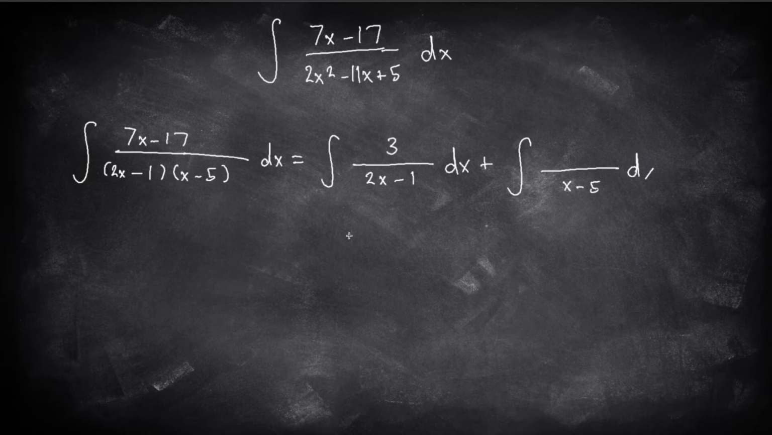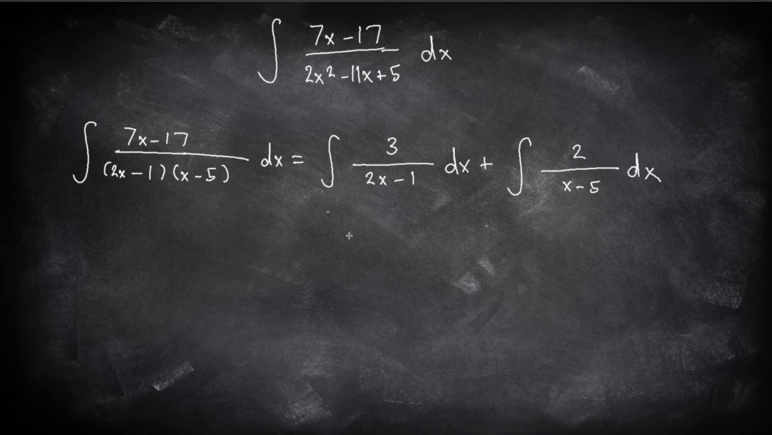Okay, now for x minus 5. 5 will make it 0, so we cover it up. 7 times 5 minus 17, and plug in our 5 here: 2 times 5 minus 1. That's 35 minus 17, which is 18, and 10 minus 1 is 9. 18 divided by 9 is 2. So the coefficient for this one is 2.